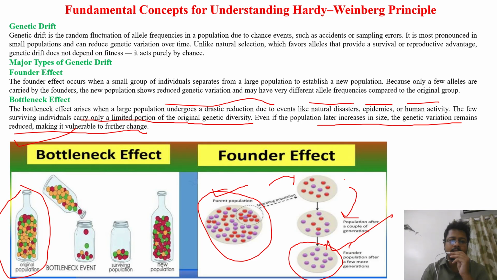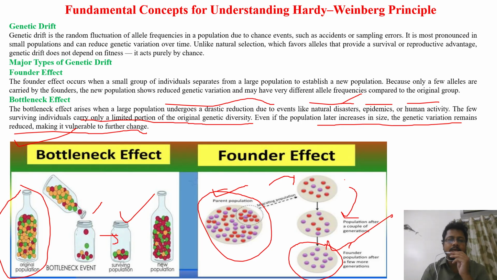So why is it called bottleneck? Because the alleles that remain in the bottleneck get separated, surviving a hazardous event like a natural disaster or epidemic. So it remains as a surviving population, and in this new population there are more red alleles. There is a mixture of red, blue, and green alleles.